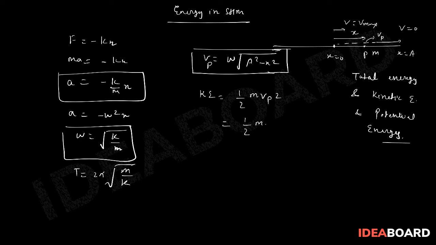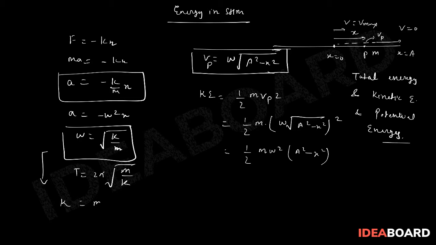If I substitute the value of Vp, this will be omega under root of a square minus x square whole square. This will become half m omega square into a square minus x square. Perfect. Now from this relation we know that k can be written as m omega square. So if you substitute k instead of m omega square, we can find kinetic energy will be half k into a square minus x square. Perfect.